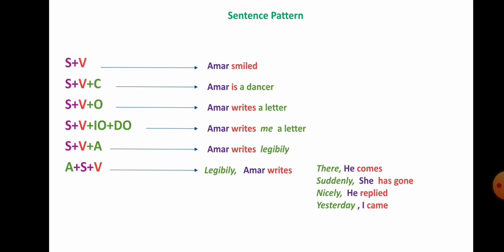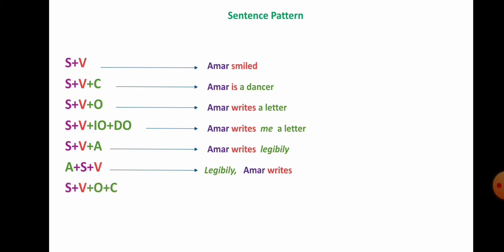There he comes. Suddenly she has gone. It's equivalent in meaning to she has gone suddenly. But in order to make an impact or effect on the sentence, we are just using the adjunct suddenly in the beginning of the sentence. Suddenly she has come, or suddenly she has gone. Nicely he replied, yesterday I came.